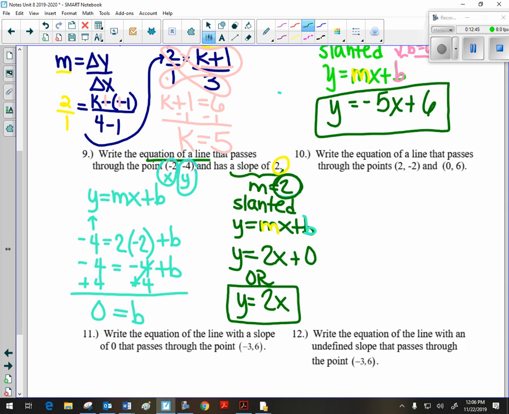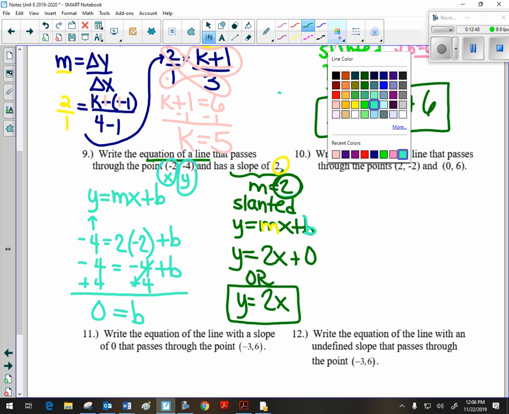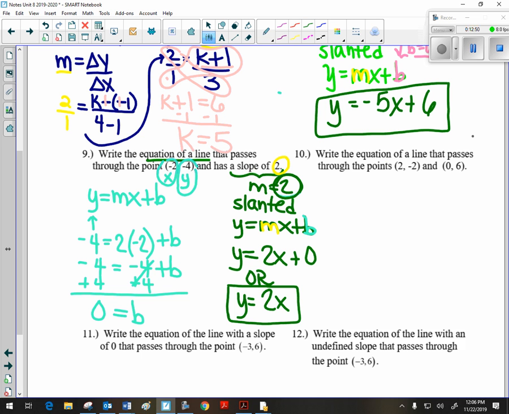Question 10. You'll notice that it's the same exact kind of question when you look at it. It's telling you to write the equation of the line. You cannot write the equation of the line until you determine the slope. So I have to do slope formula on the 2 points that they give me. So in this case, when I substitute in, I get 6 minus negative 2 over 0 minus 2, which gives me 8 over negative 2, which gives me a slope of negative 4 when I reduce.